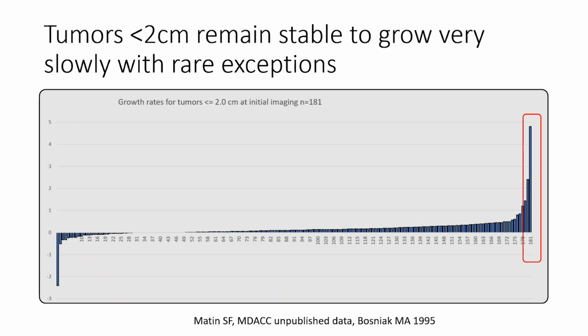And these are for tumors less than 2 centimeters. So incredibly indolent, non-aggressive behaving. And many of them don't grow, some shrink. There is a very small minority of them that do grow a little bit more quickly, which is why we don't just ignore them. We do monitor them for that reason.